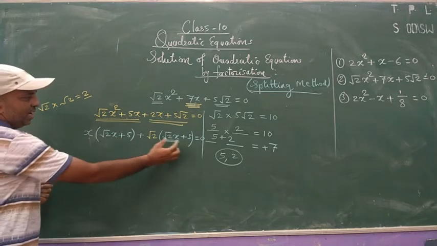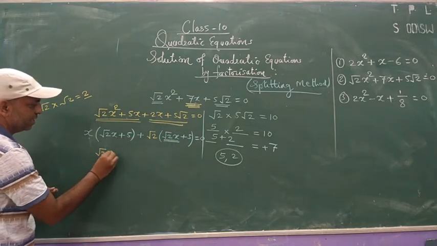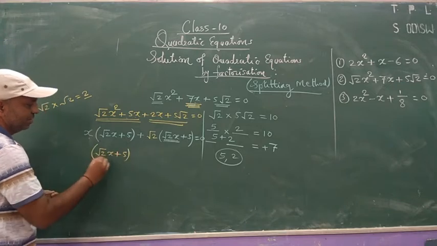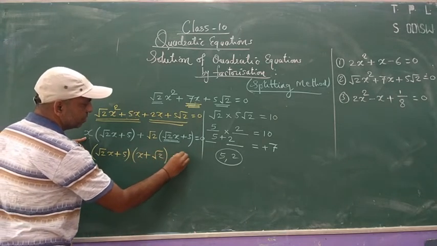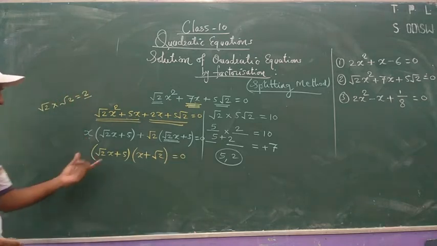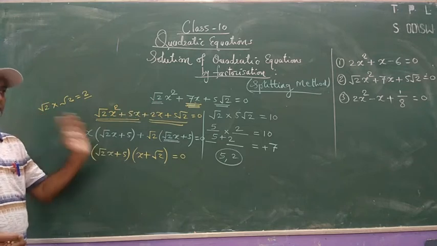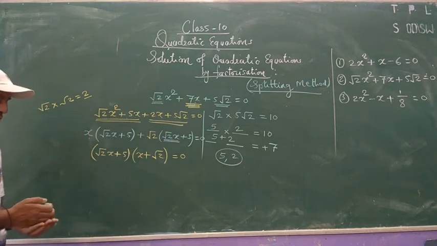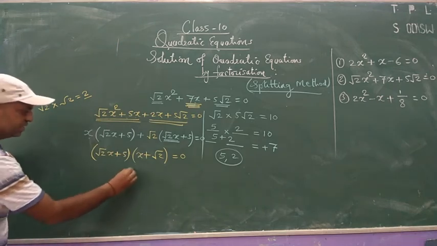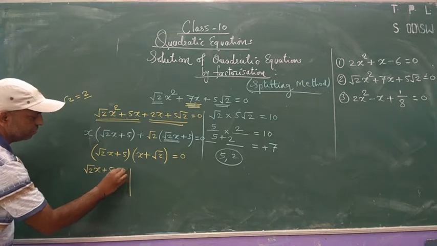Then again this bracket will come common. So √2x plus 5, then x plus √2 is equal to 0. So these are the factors of this given quadratic equation. Now equate each factor to 0 to find the roots. So first is √2x plus 5 is equal to 0.